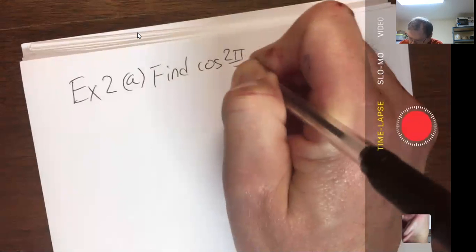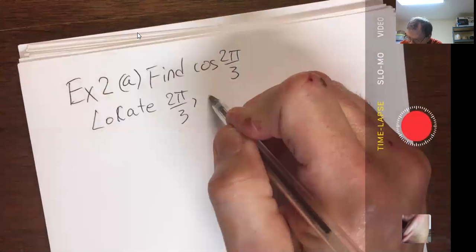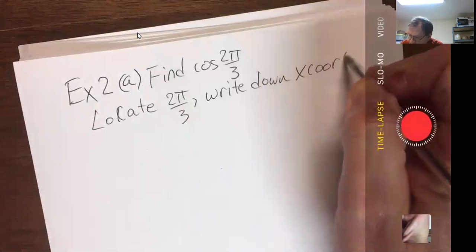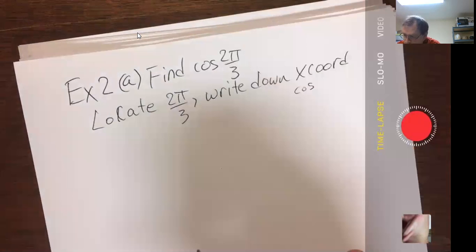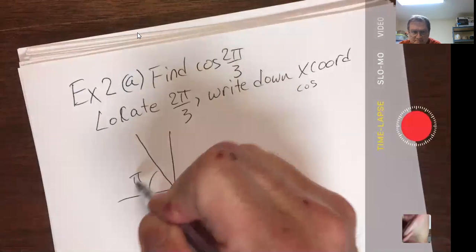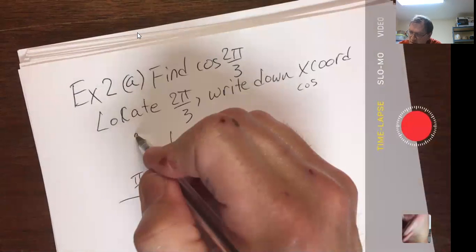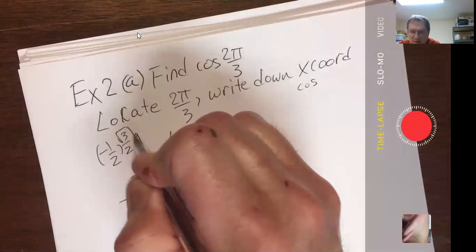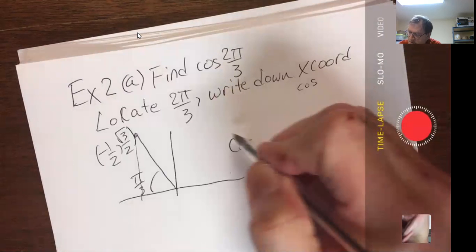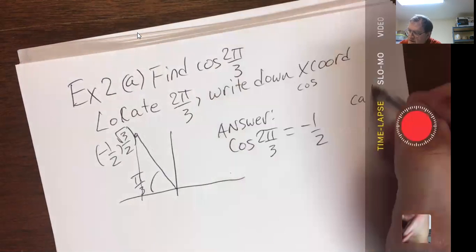So what we do is we locate 2 pi over 3 and write down the x coordinate. Why the x coordinate? Because it's a cosine. Well, 2 pi over 3 is in the second quadrant with a reference of pi over 3. That means your x is going to be negative a half, but your y will still be root 3 over 2. The x coordinate here then is negative a half. The cosine, here's my answer: the cosine of 2 pi over 3 will be negative a half. The calculator will tell me negative 0.5.